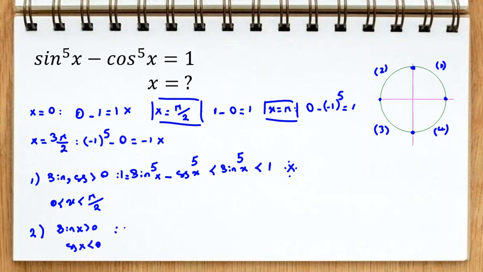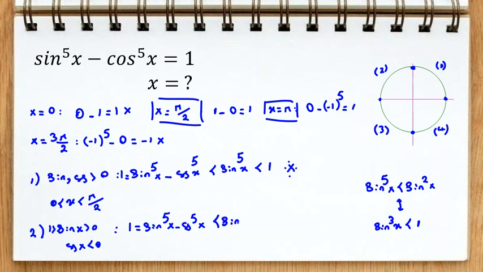Okay, so 1 equal to sine x to the power of 5 minus cos x to the power of 5. And we know that sine x to the power of 5 is less than sine squared x. The reason is this. In sine x, we know it is less than 1. So, because sine is positive, we can divide by sine squared x. So, sine cubed x is less than 1. And we know it is correct because sine is between 0 and 1. So, sine x to the power of 5 is less than sine squared x.